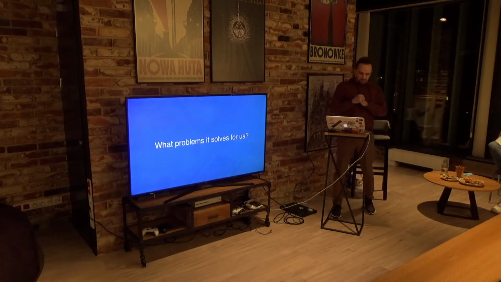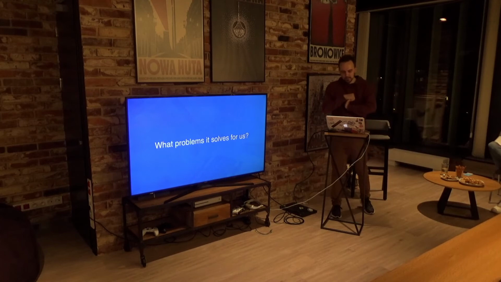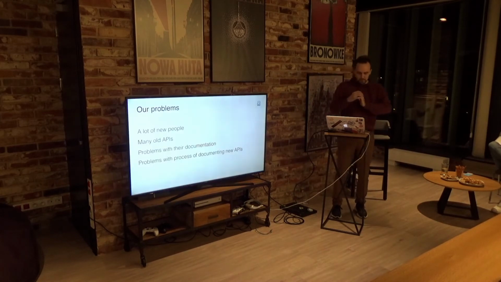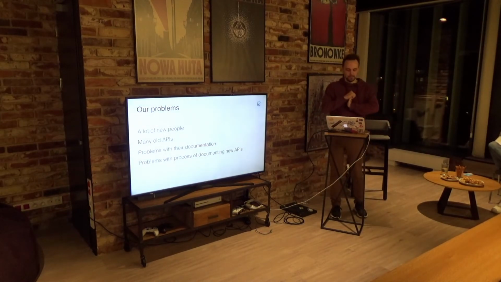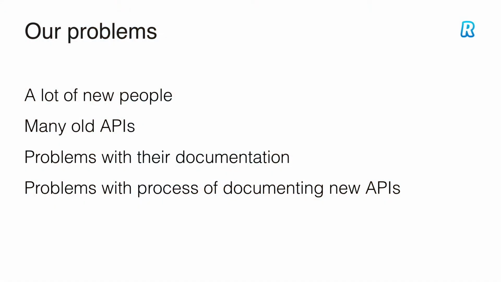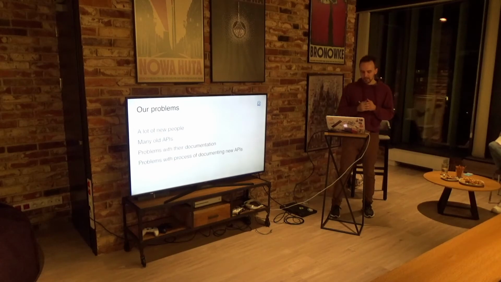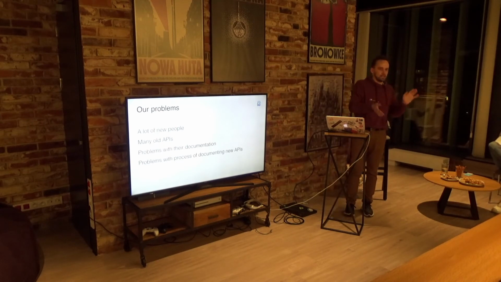So what problem does it solve for us? Basically, our problem is that we have a lot of new people. One year ago in the Krakow office, we had 70 people, and in the whole company it was 200 maybe. Right now, we have 750, and it grows by like 40 to 50 people every month. So a lot of new people, right? And that's not only agents and stuff like that.